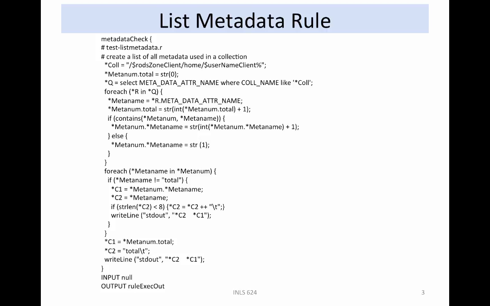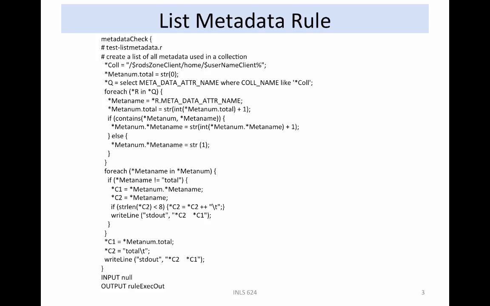The rule shown here counts the number of metadata attributes that are used on files in the home collection and prints out the result. All sub-collections within the home collection are examined. The list metanum.metaname includes elements for each of the metadata attribute names. The value of metanum.metaname is set to the number of files that include the metadata attribute. The total number of attribute names is counted in metanum.total.